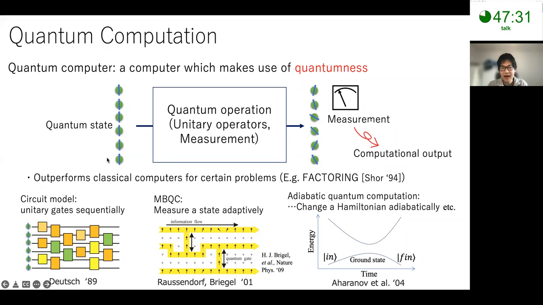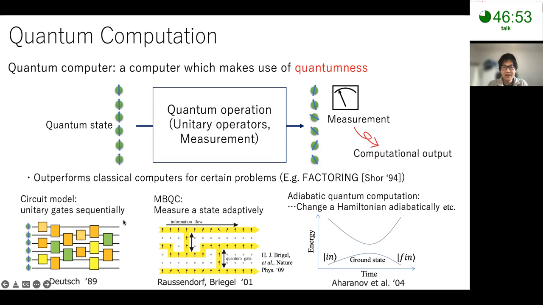And it's known that quantum computers can outperform classical computers for certain problems, such as the factoring problem. The factoring problem is, given an integer n, decide whether an integer m divides n or not. It's known that the factoring problem is solved by a quantum computer efficiently, but there is currently no classical algorithm to solve the factoring problem efficiently.